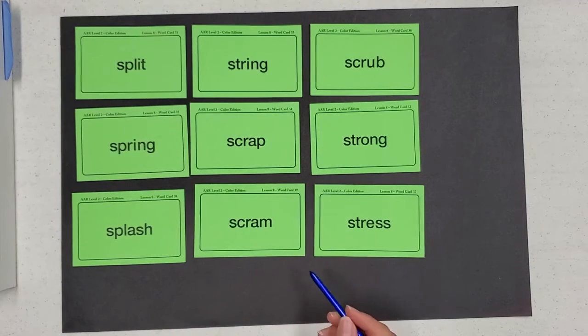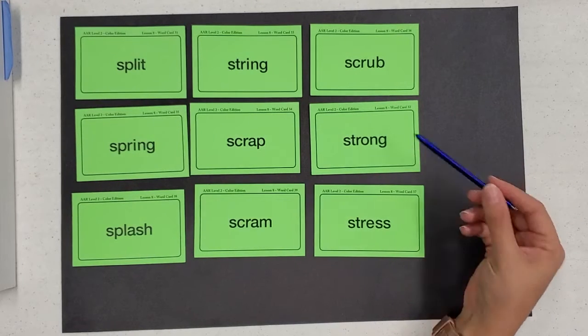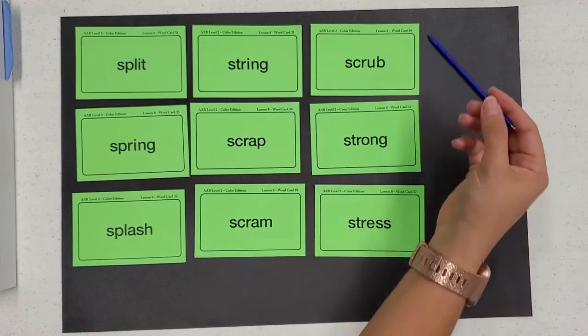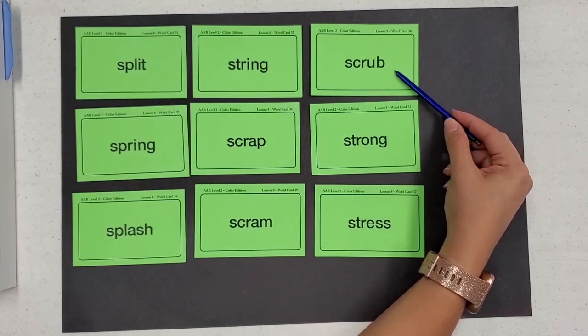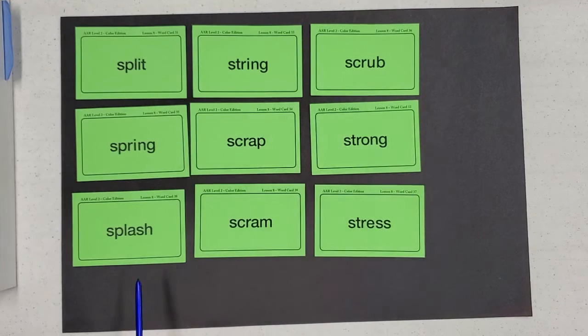Now that we've practiced some of our blends, let's try and read these words out loud. I'm going to point to a card and I want you to sound it out and blend it all together out loud. I'll do the first one with you. Stress, stress. Great. Can you sound out this word? Strong, strong. How about this word? Can you read this word out loud? What about this word? And this word?